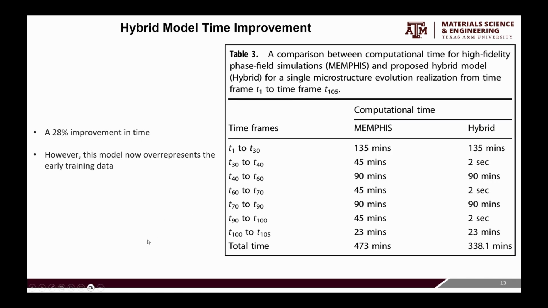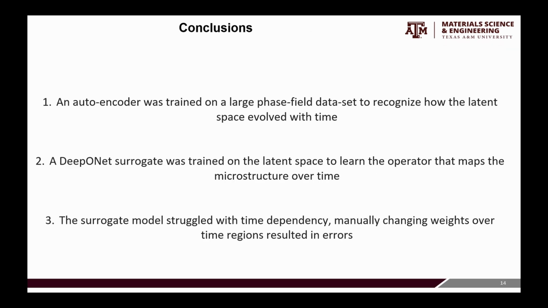And the time improvement was very impressive from this. There's a 28% improvement in time because from T1 to T30, for the first 3 steps, you use the more expensive method. It took 135 minutes. And then for T30 to T40, that usual 45 minutes was now taken down to 2 seconds. In total, the savings was about 28% here. But this model is still overrepresenting the early training data. If you only care about the late stages, that's okay. It still did pretty well. The accuracy at the end was decent, but there's definitely room for improvement.